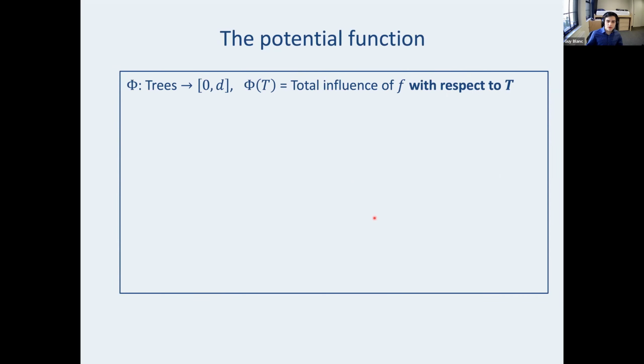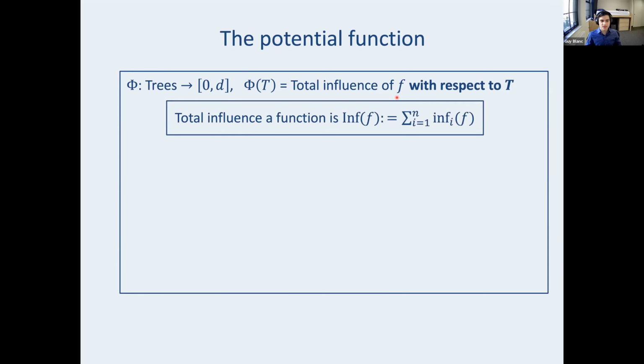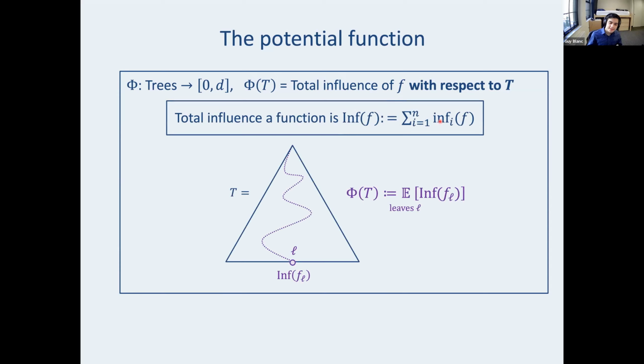In words, the potential is something we call the total influence of F with respect to T. The total influence is a pretty common definition. The total influence of a function is the sum of all the variable influences. And then our potential is an averaging of this over the tree. So you have some tree. The tree has many leaves. Now consider a single leaf. You have a subfunction of F on just the inputs that reach the leaf. So we can compute the total influence of F restricted to inputs that reach this leaf, and then we average this over all the leaves.